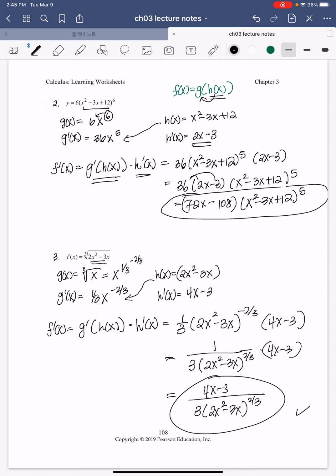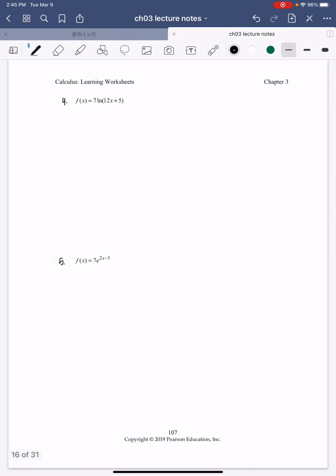Next page, we are going to do some logarithmic and then exponential ones. So take a look at this. Again, same thing. What are my g and h such that when I compose, I come up with f? Oh, this is good because I see the parentheses. That's a good sign that I'm probably going to let 12x plus 5 be my h function. So h of x is 12x plus 5.